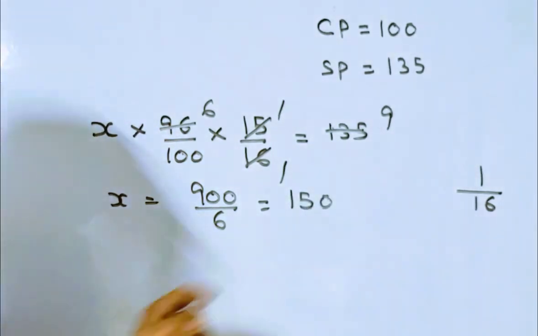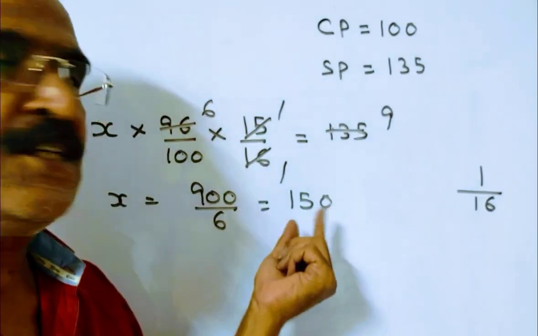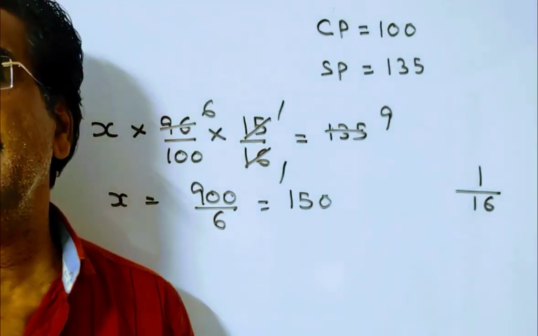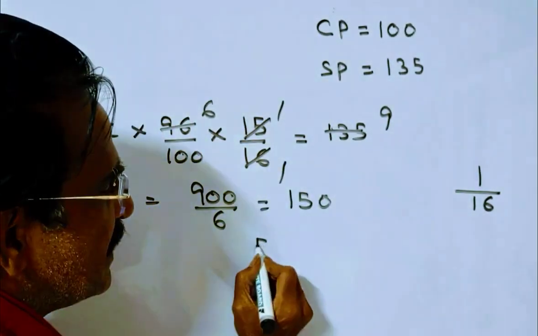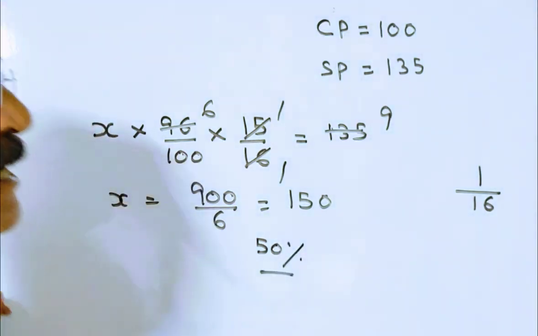So friends, cost price 100, market price 150. So the market price is 50% above the cost price, friends.